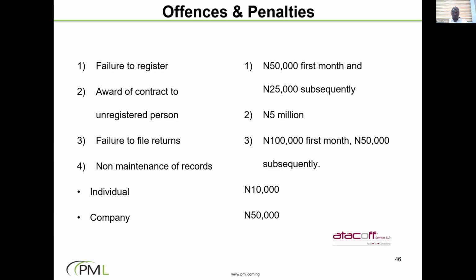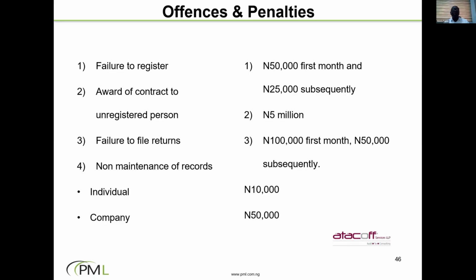Now, we've extracted some of the key offences because I think this is one of the areas where there are going to be challenges and where we all need to be careful so that we don't pay unnecessary penalty. So you have the offence and the penalty. Failure to register, 50,000 naira for the first month. If you fail to register and you're supposed to have registered, it's 50,000 naira for the first month and 25,000 naira subsequently. So if you imagine you've not registered for 3 years, that you're supposed to have registered, 25 times 3 years, 26. That's a tangible amount.